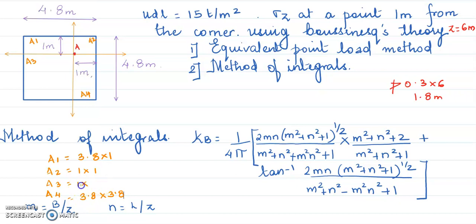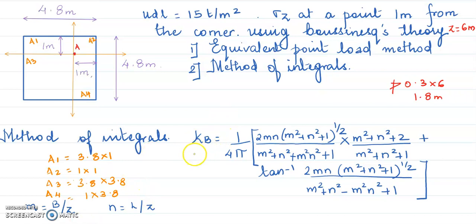I have written it reversed over here, so I'll just erase this. A3 will be 3.8 by 3.8, and A4 will be 1 by 3.8. Now, this M for A1 will be exactly N for A4, because L and B have interchanged over here. However, the value of K B doesn't change.